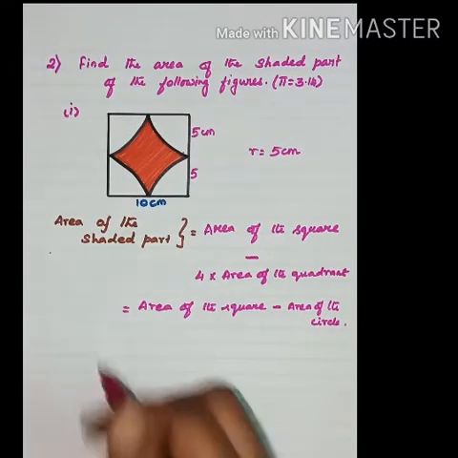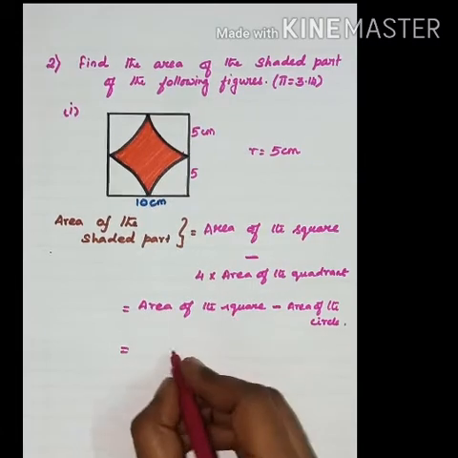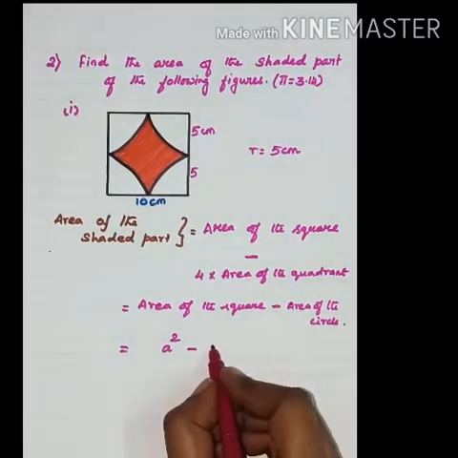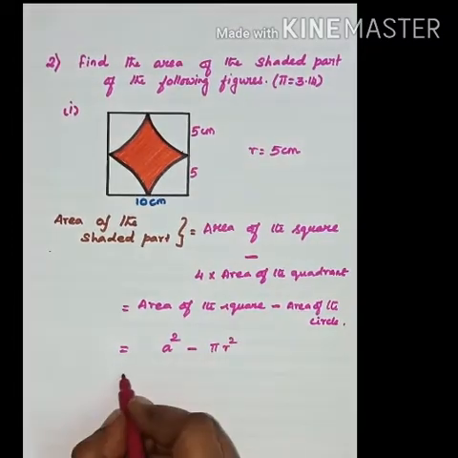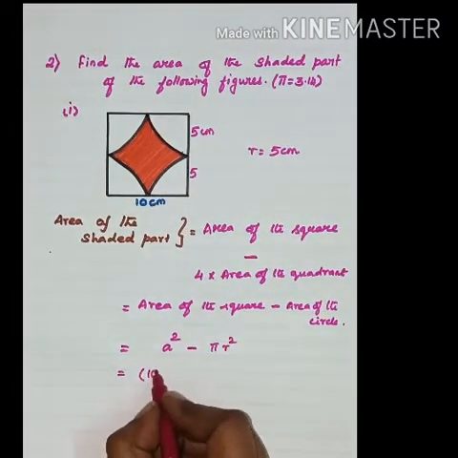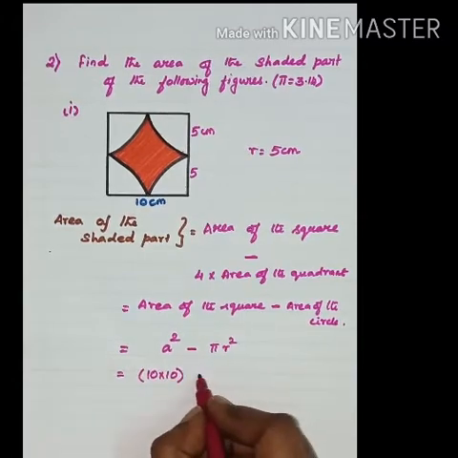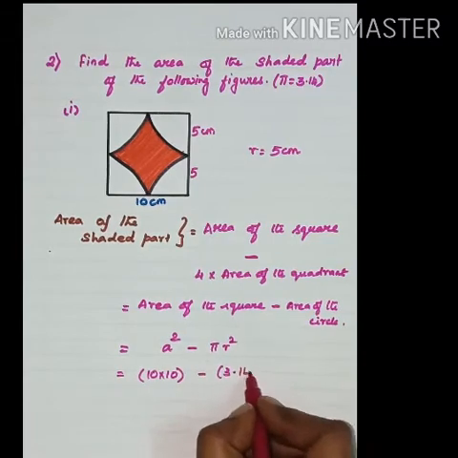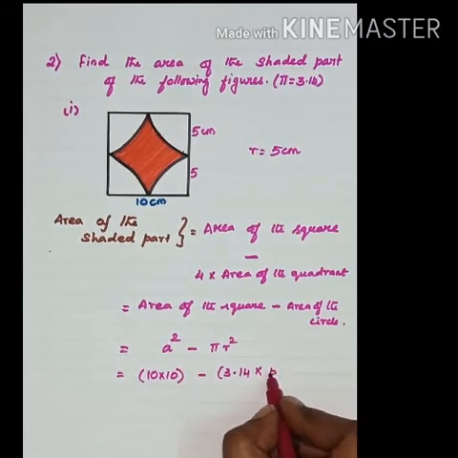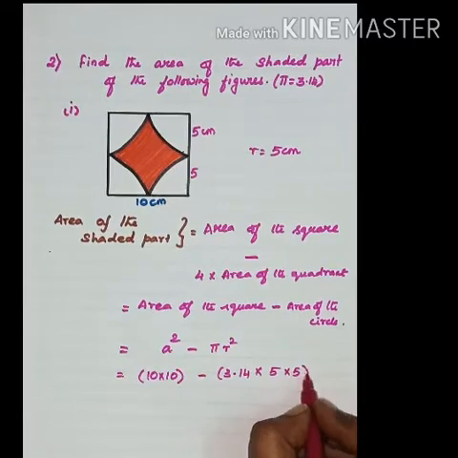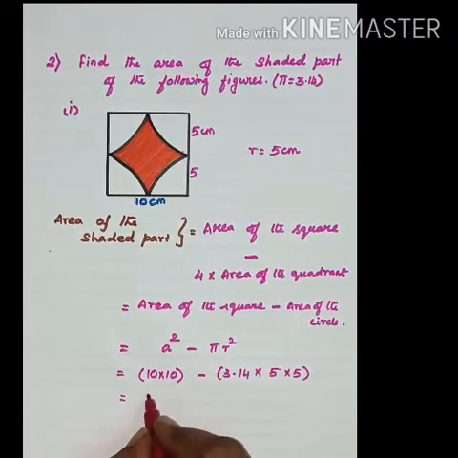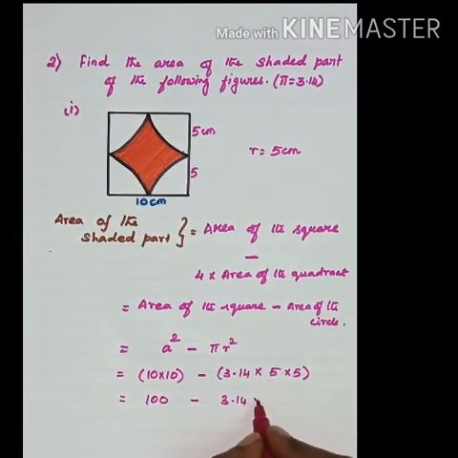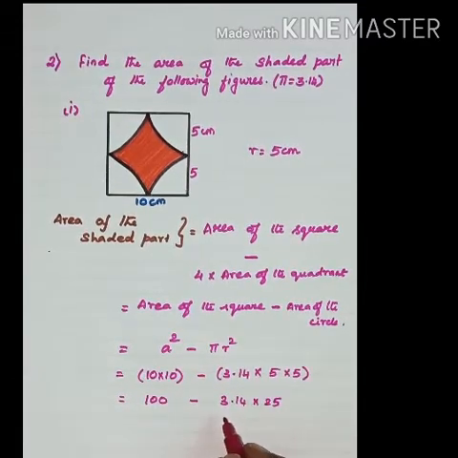Now, we will apply the formulas. Area of the square is a square minus area of the circle pi r square. A is 10 into 10 minus the pi value is given as 3.14 into r is 5 into 5. 100 minus 3.14 into 25.